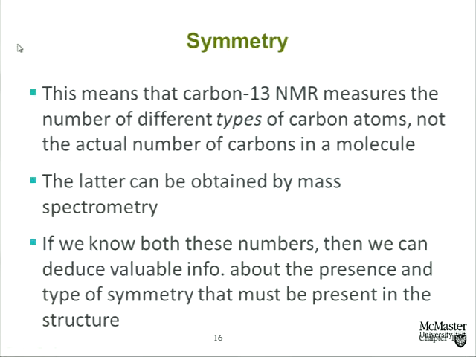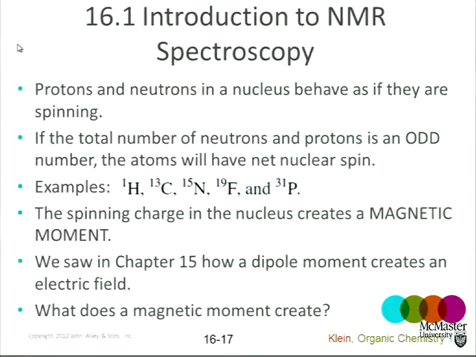Okay. Oh, it tells you the answer. I thought you guys were on the ball, and it tells you the answer on the next slide. So if we know both numbers, the total number of carbon signals in the carbon NMR and the number of carbons in the molecule, and they're not the same, we've still learned something, right? We've learned that there's symmetry, and we've learned the type of symmetry that there must be. Okay. So that's really all there is to carbon NMR, right? It's that simple. You get a spectrum, count the peaks, and that tells you the minimum number of carbons in the molecule. Yeah.